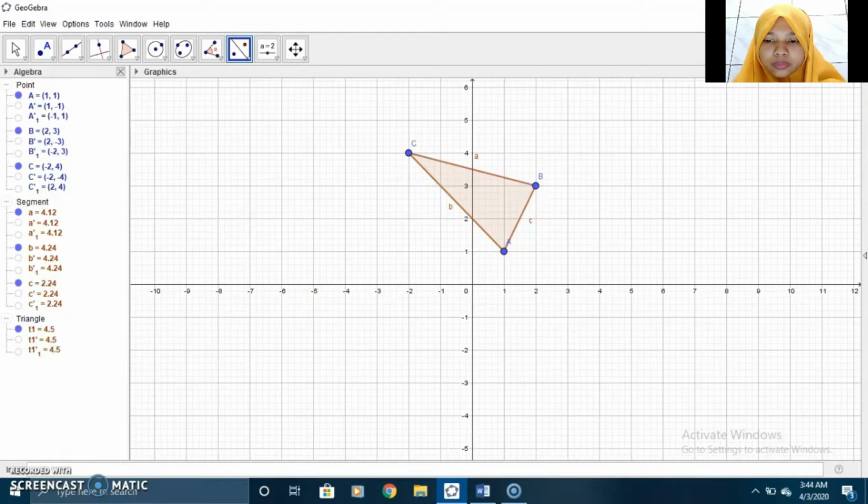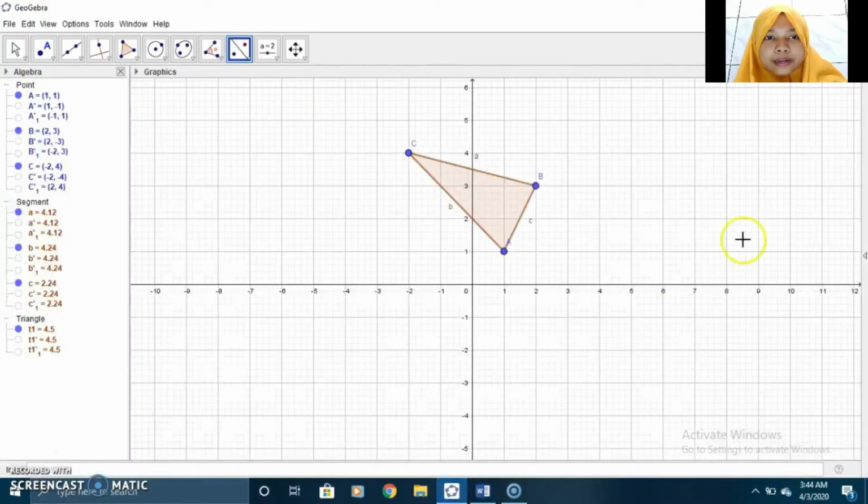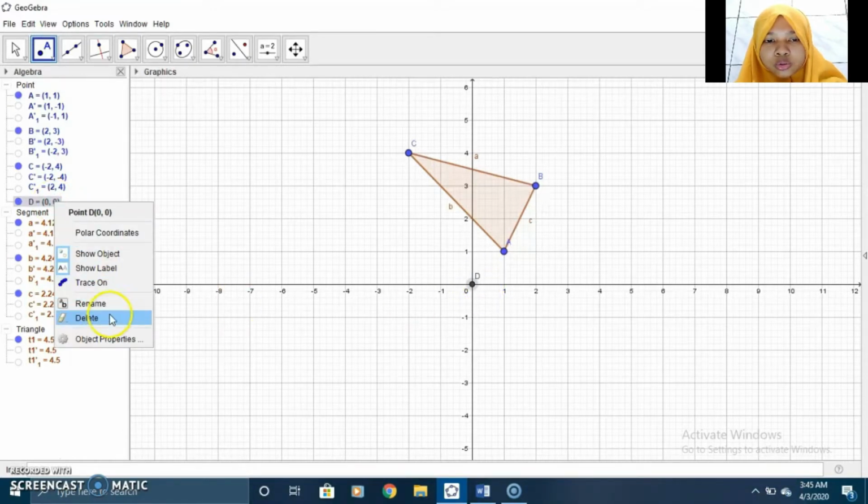Okay. Now we reflect the triangle ABC with respect to point O with coordinates (0,0). First, we plot the coordinates of O in the coordinate plane. We choose Point and click (0,0). Then we have a point with coordinates (0,0).